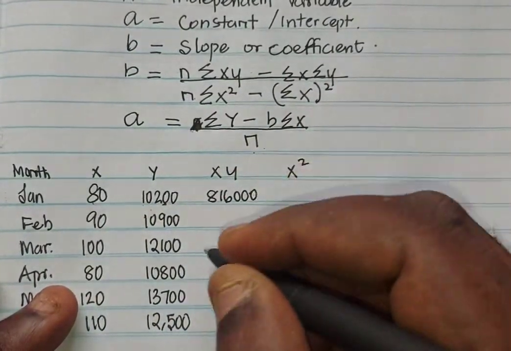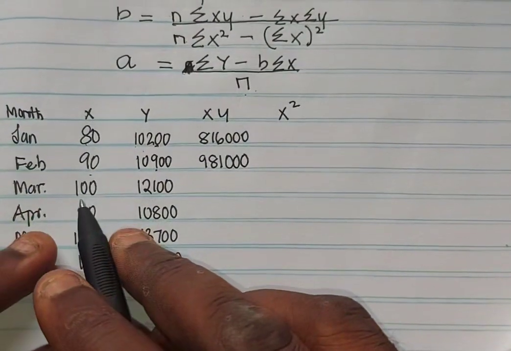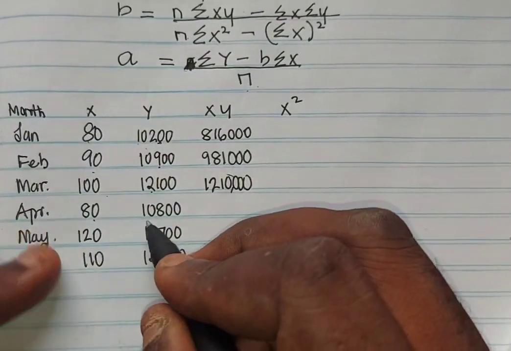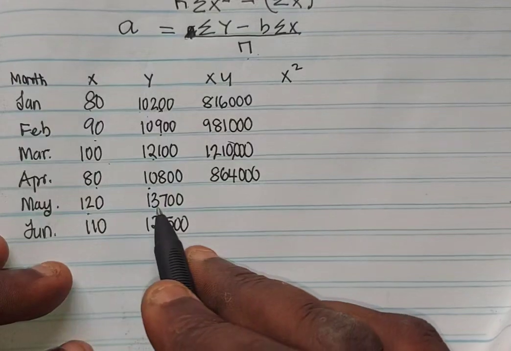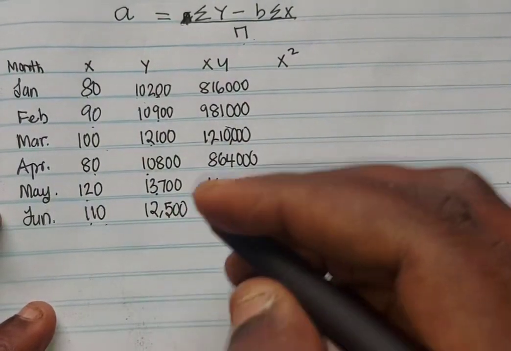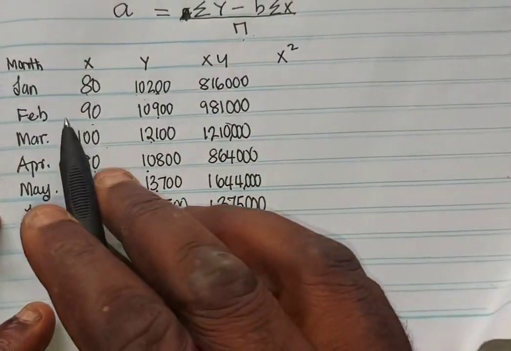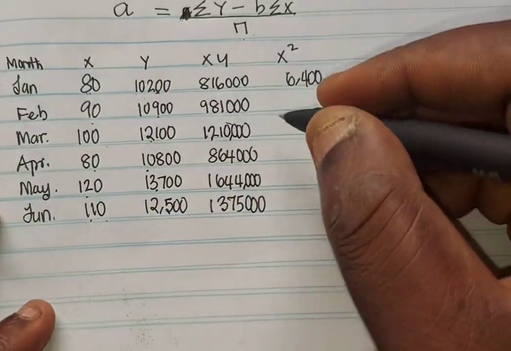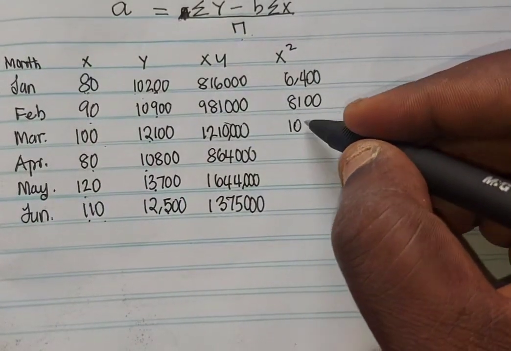You can pick up your calculator. 90 multiplied by this will give you 981,000. Then 100 multiplied by 12,100 will give you 1,210,000. Then 80 multiplied by 10,800 gives 864,000. Then we have 120 multiplied by 13,700, and that gives 1,644,000. Then we have 110 multiplied by this, we have 1,375,000. Then for x squared, you need to multiply each value by itself. 80 squared is 6,400. 90 squared is 8,100. Of course, 100 squared is 10,000.